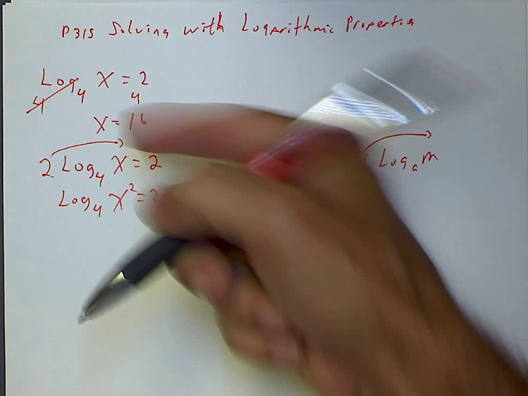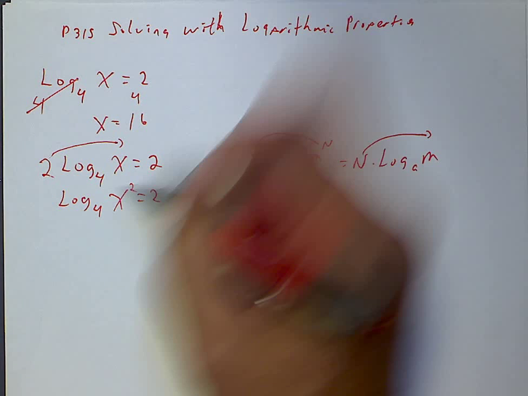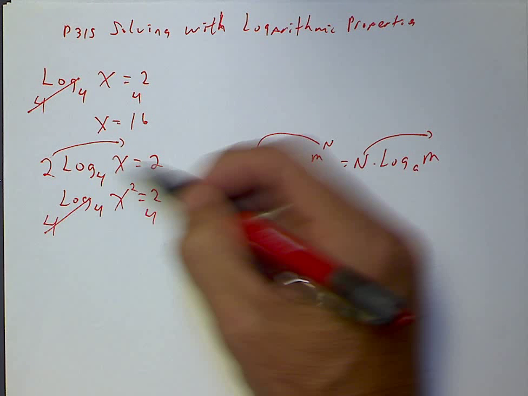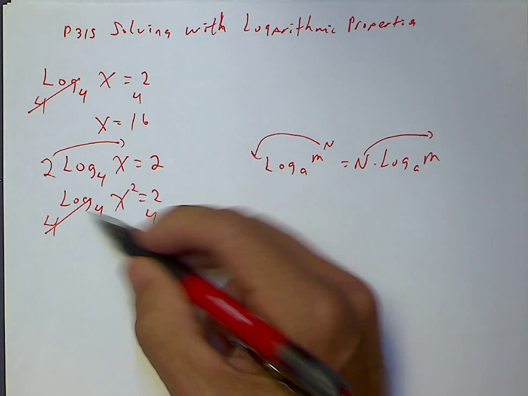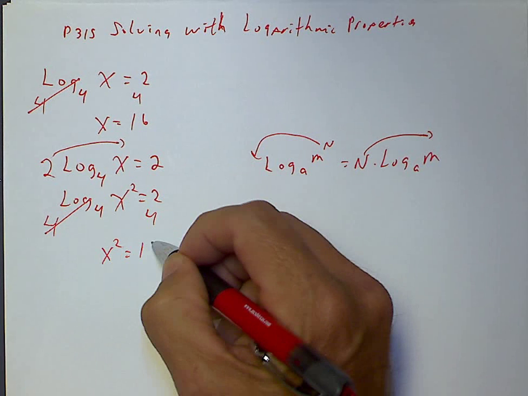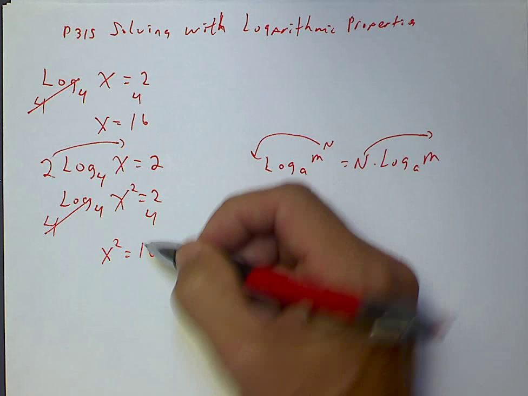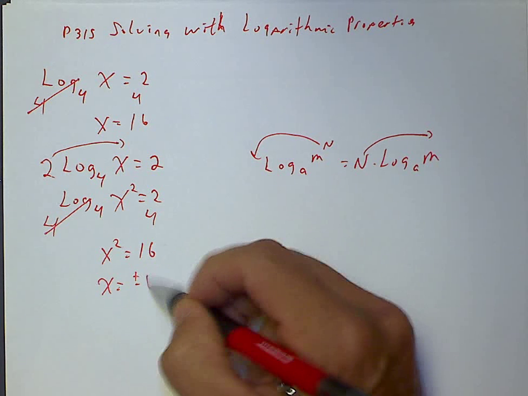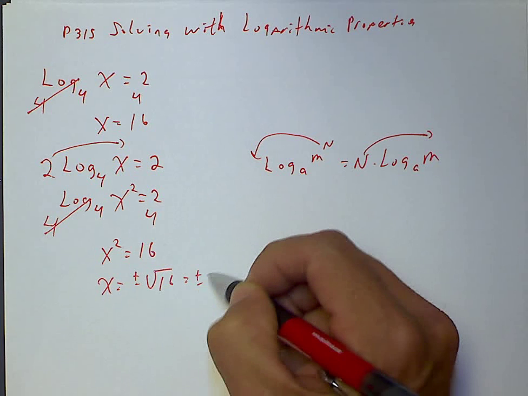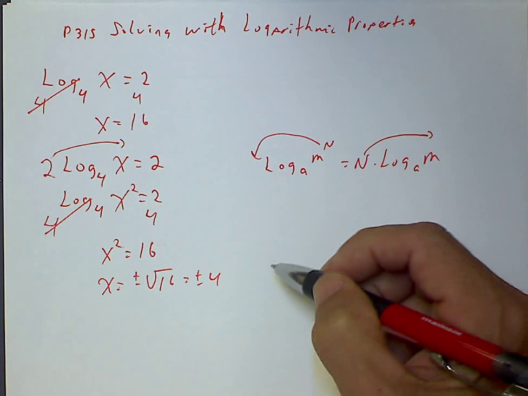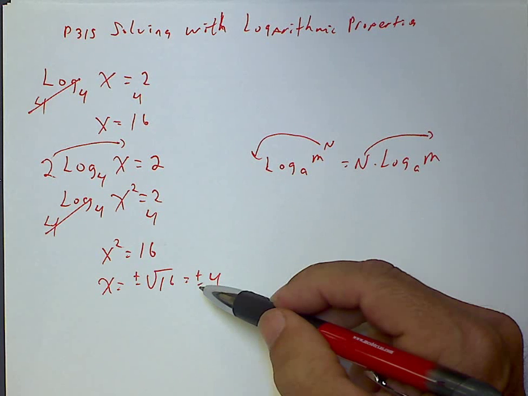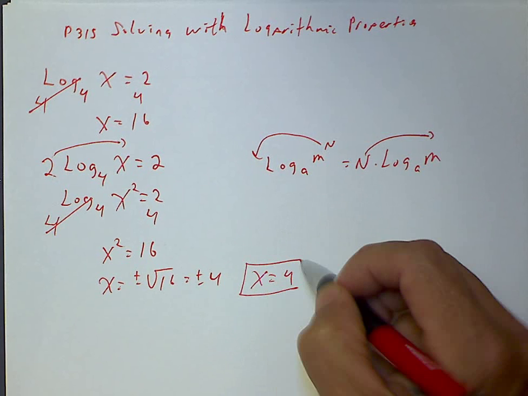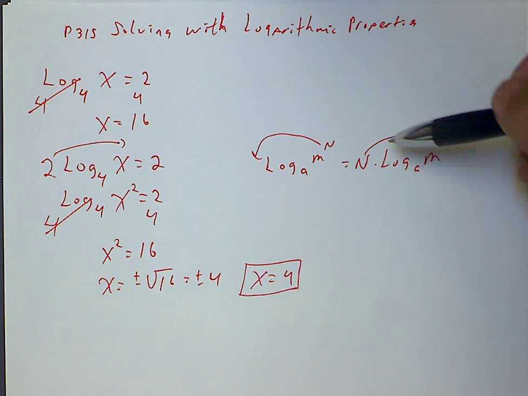Well, now I can do the same process I did up here. Both sides to the base of 4. That crosses out, x squared equals 16. To finish, I square root both sides, so x equals plus or minus the square root of 16, which is plus or minus 4. And to refresh your memory, you cannot take a log of negative numbers, so our final answer is x equals 4. So we're using this property to figure out what x would be.